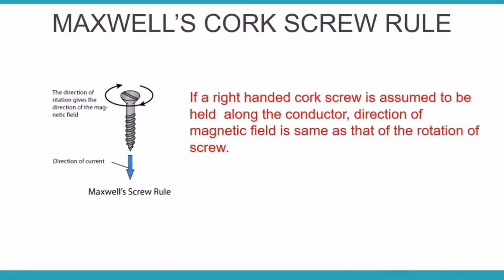Maxwell's corkscrew rule is another rule, similar to the thumb rule, used to determine the direction of the magnetic field. If a right-handed corkscrew is assumed to be held along the conductor, the direction of the magnetic field is the same as that of the rotation of the screw. You could see the diagram explains everything for you.